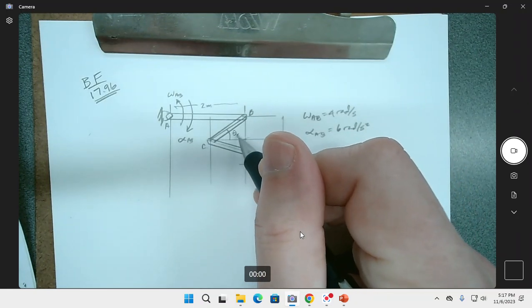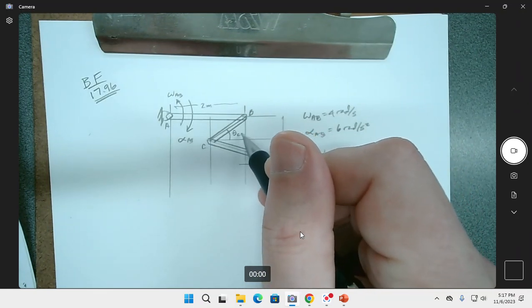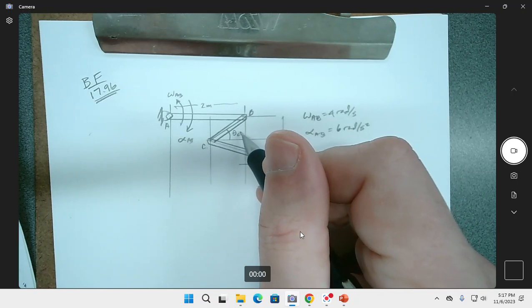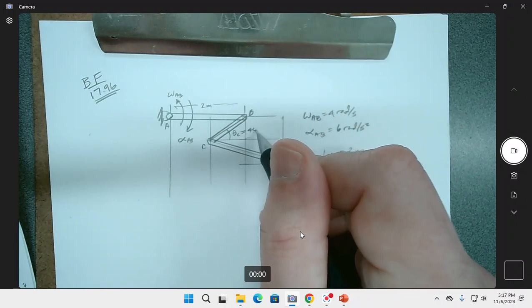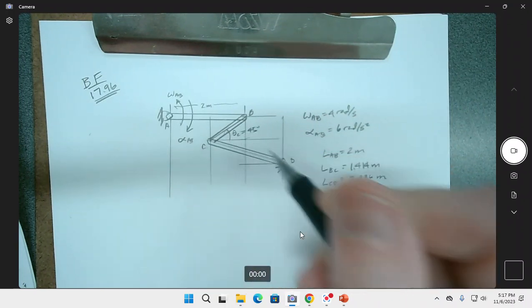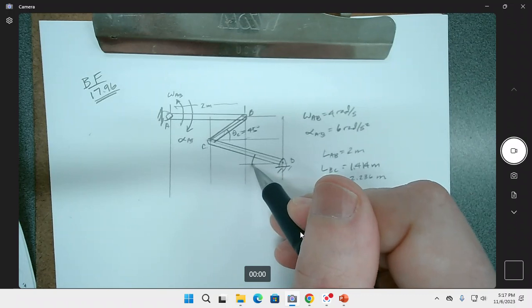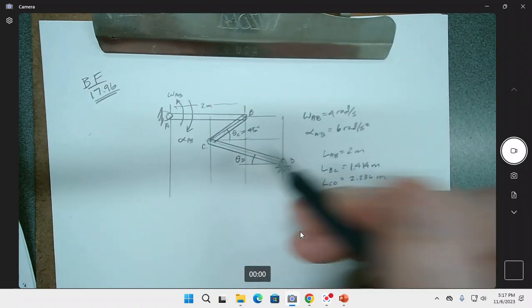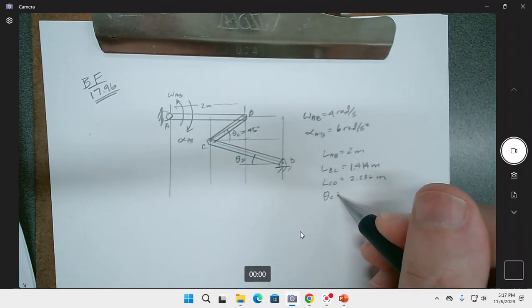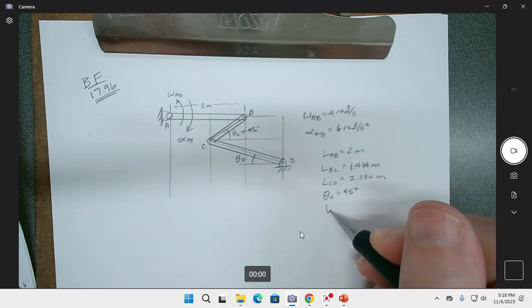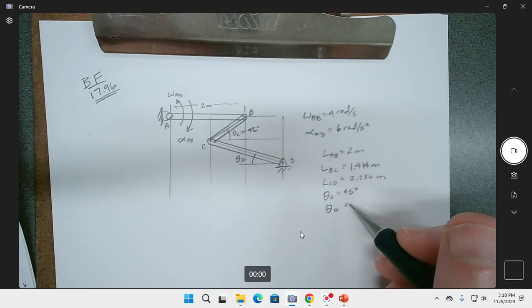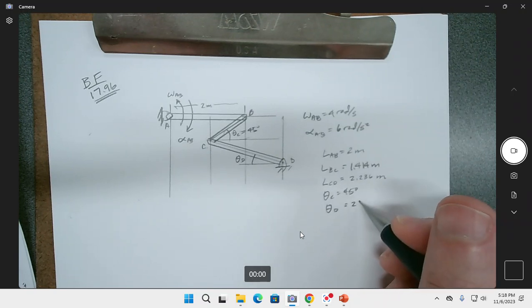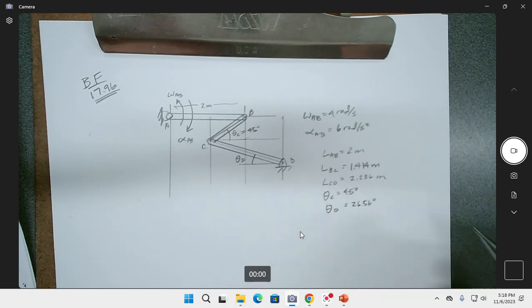The angles that we want to get right here, this is 45. I'll call that theta C. It's not really fair to call it theta C, but I'll call it that way. I'm just talking about from horizontal. This one right here, call that theta D. So theta C is 45 degrees. Theta D is 26.56 degrees.